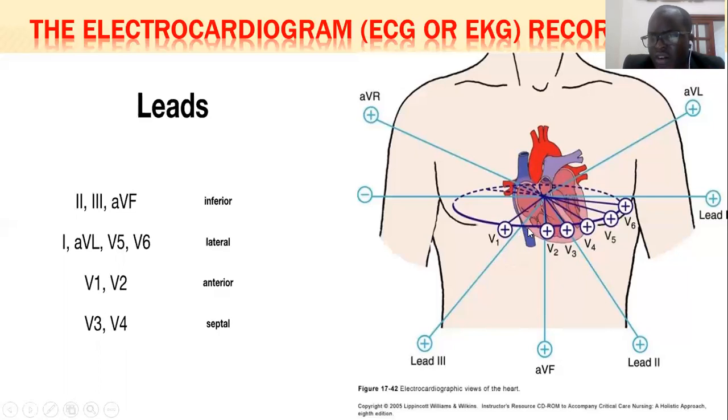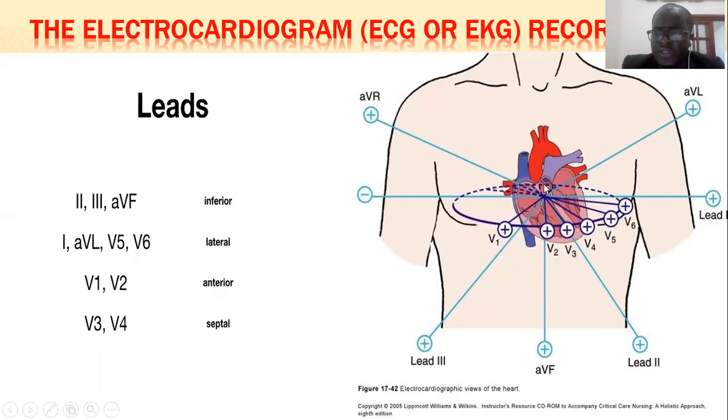So once you have infarction of the apex of the heart or the inferior aspect of the heart, the leads that you need to look at on the ECG are lead 3, AVF, and lead 2, because you're looking at the inferior aspect of the heart. So these are grouped as inferior leads.